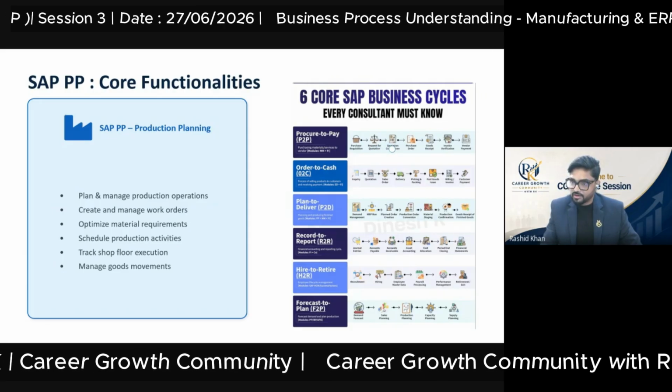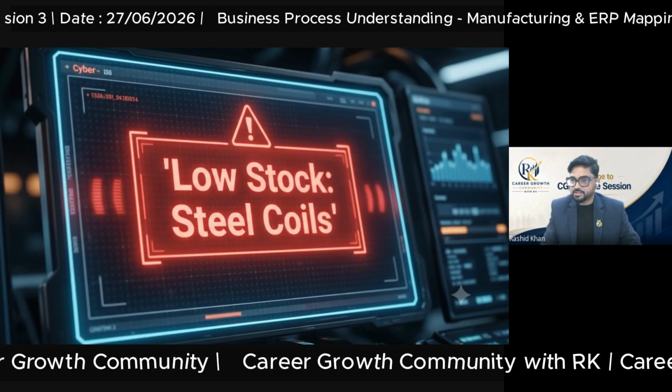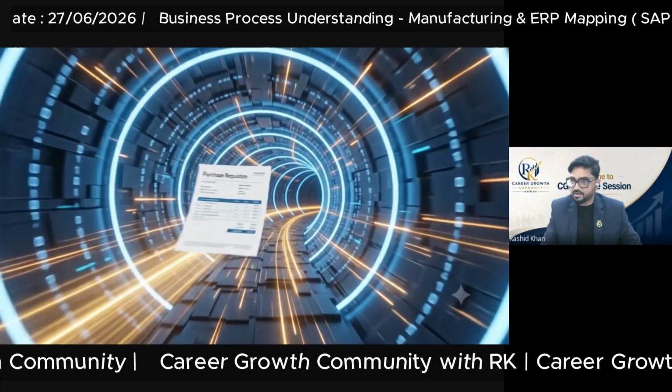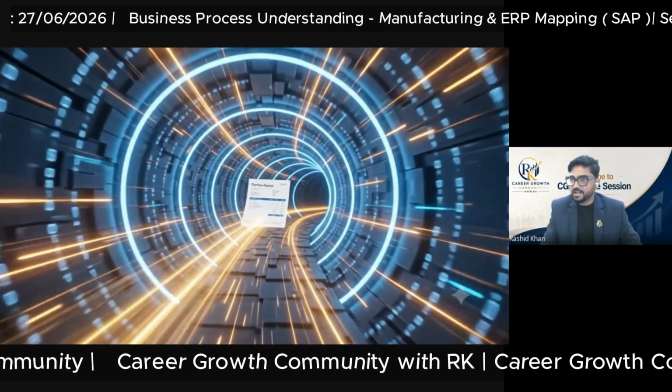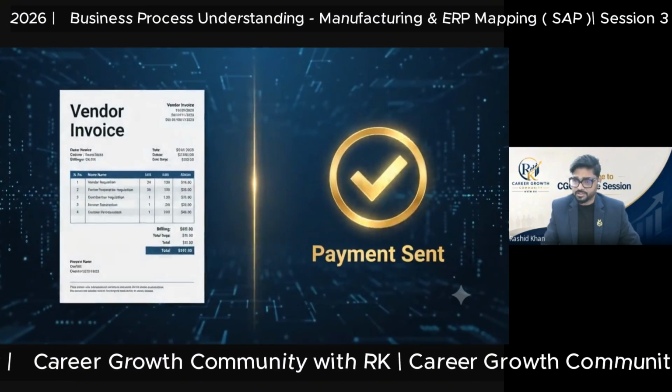They can quote. After the quote is approved, we will create a purchase order. Once the purchase order is created, we will get the material. We'll do the goods receipt in the system. Then there will be invoice verification, and we will make the vendor payment. This is the procure to pay process.